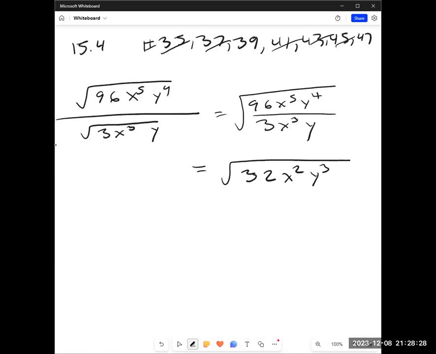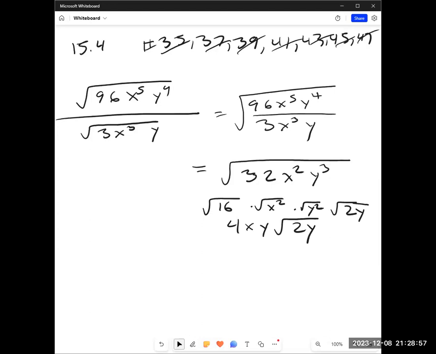32 is 16 times 2. Square root of x squared, square root of y squared, and an extra y left over is 4xy root 2y. And again, if these were not assumed to be positive values, then I'd have to put absolute value bars around them, but they are assumed to be positive values. So I'm going to leave it just like that.